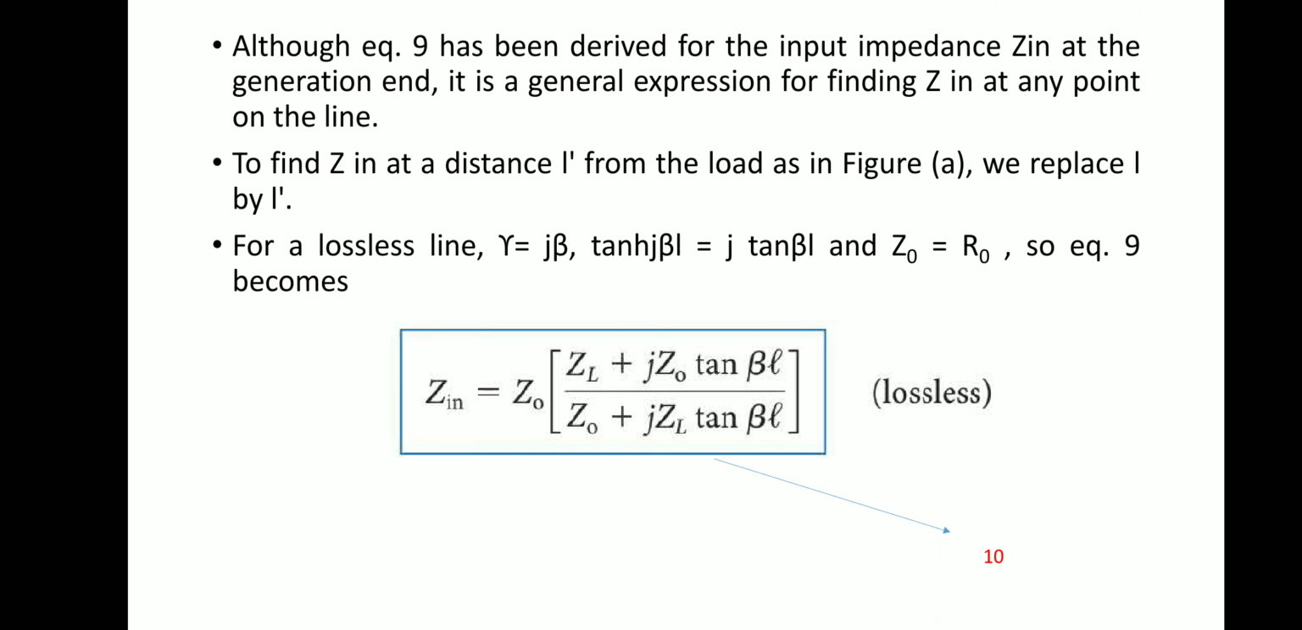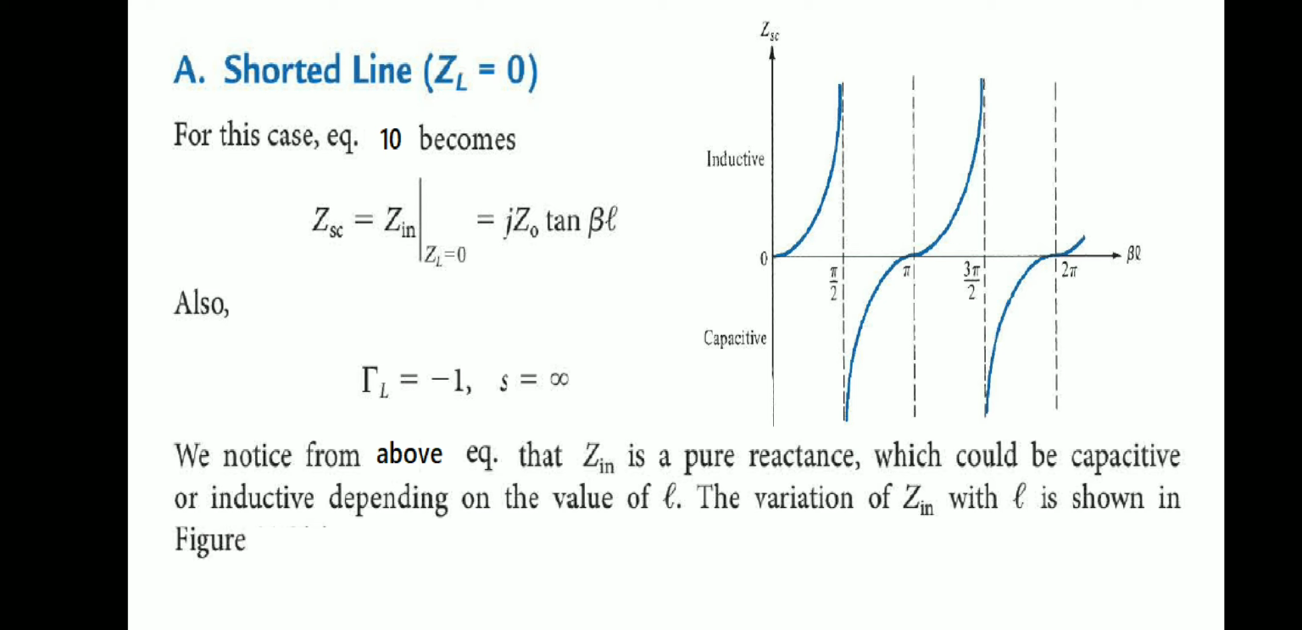So you will get it as Z0 into 0 plus j Z0 tan beta L divided by Z0 plus 0. So that is j Z0 squared tan beta L divided by Z0, so that is j Z0 tan beta L. So for a shorted line, remember the load impedance is equal to 0. So you will get the input impedance as j Z0 tan beta L.